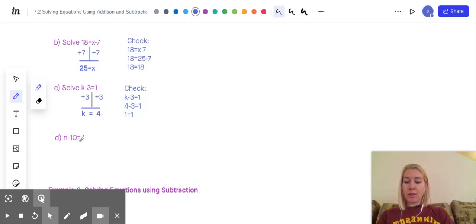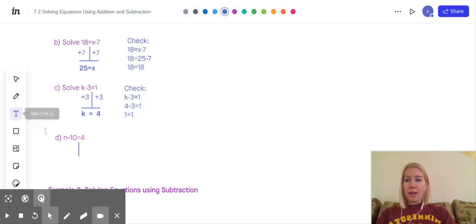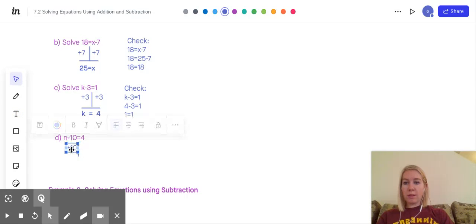See if you can solve this on your own. n minus 10 equals 4. I drew my line down the middle to show the middle of my equation. We want to get n by itself, so we're going to do the inverse of subtraction, which is addition. So I'm going to add 10 to both sides.